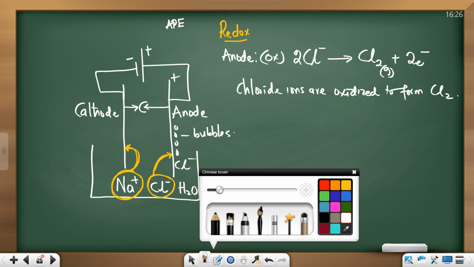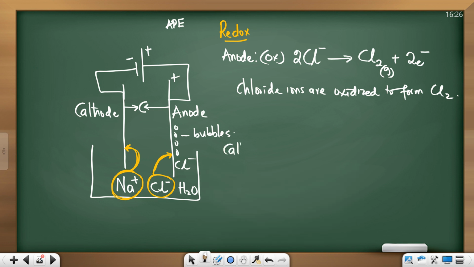The next question is, guys, what happens at the cathode? Red cat reduction. Now, please take note here. This is the little trick. What will be reduced? Somebody's thinking sodium will be reduced. But hold on. I have sodium, I have water in this solution. One of them would be reduced.